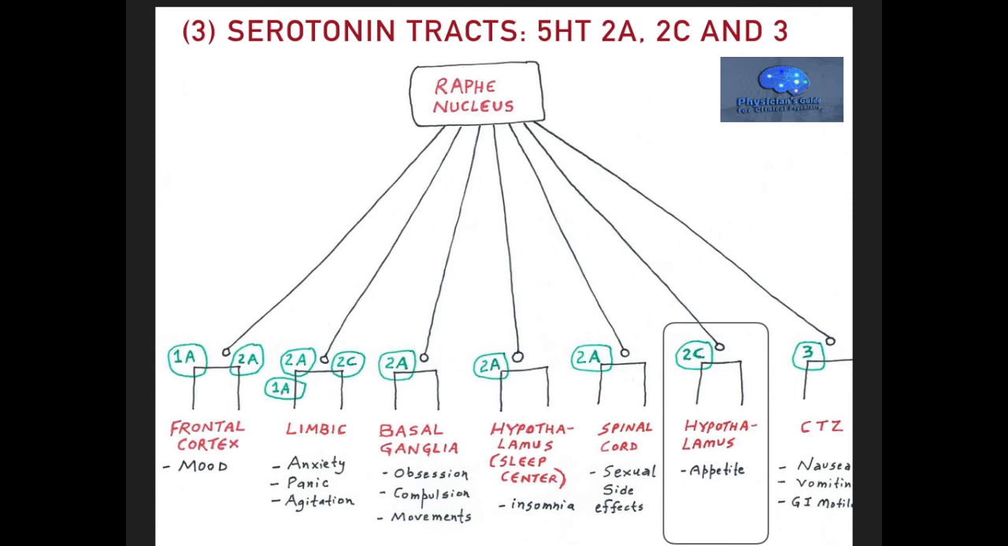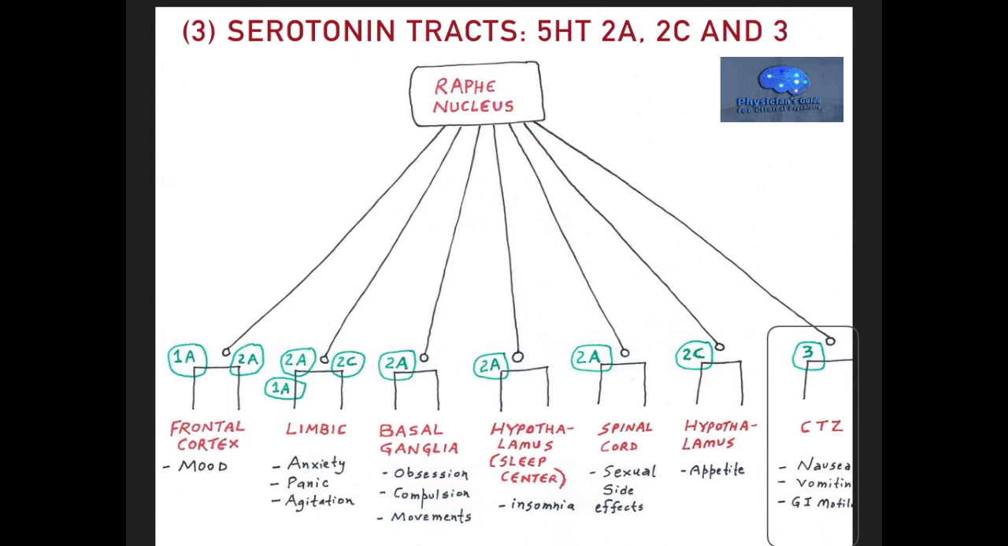And the opposite effect happens. We have certain antidepressants that antagonize 2C receptor here, thereby increasing appetite and can cause weight gain. We'll talk about that also in the next video lecture. Now the last projection is to this area in our brainstem called chemoreceptor trigger zone, specifically serotonin 3 receptor here, which is responsible for nausea, vomiting, and GI motility. So if you block this receptor, you will have beneficial effect on that. Again, certain antidepressants do that.